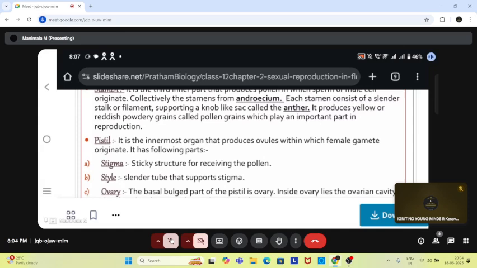Again, we can classify the flower into two: one is the complete flower and another one is the incomplete flower. What is a complete flower? All 4 whorls are present: calyx, corolla, androecium, gynoecium. If all the 4 whorls are present, then it is called a complete flower. Among the 4, if any one whorl is missing, then it is called an incomplete flower. Got it, children? Is it clear?